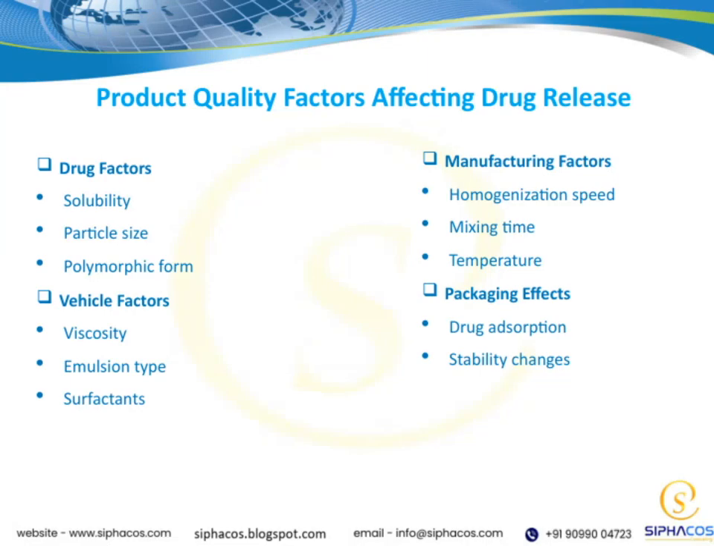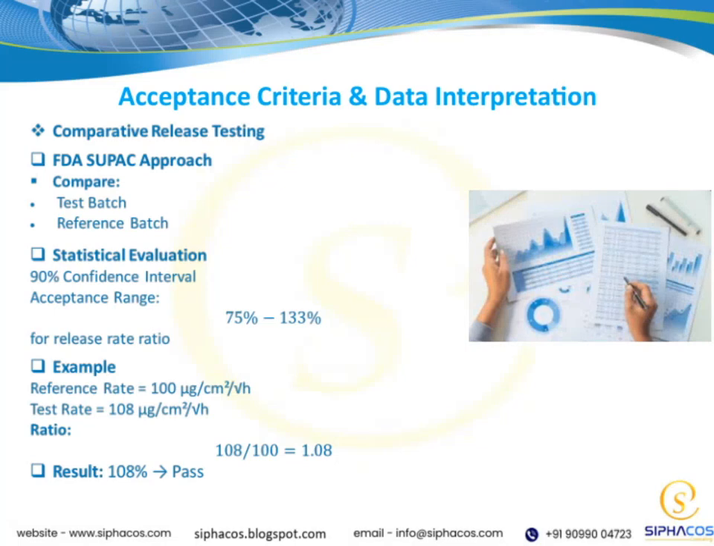When we look at what affects drug release, there are several key factors at play. Manufacturing steps like homogenization speed, mixing time, and temperature can all influence the final product. Then, packaging comes into the picture. Things like drug adsorption and stability changes matter a lot. On the drug side, solubility, particle size, and polymorphic form shape how the drug behaves. Finally, the vehicle itself, its viscosity, emulsion type, and surfactants, all contribute to the overall release profile. It's a complex balance.